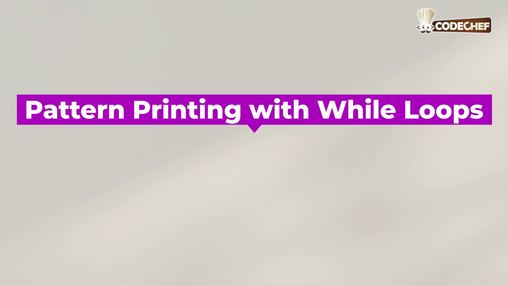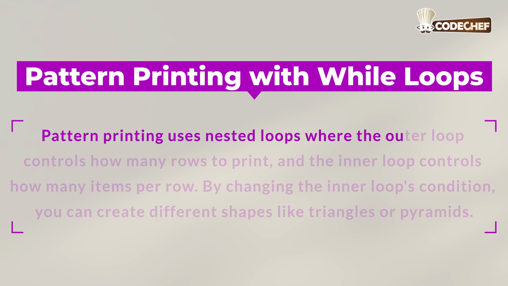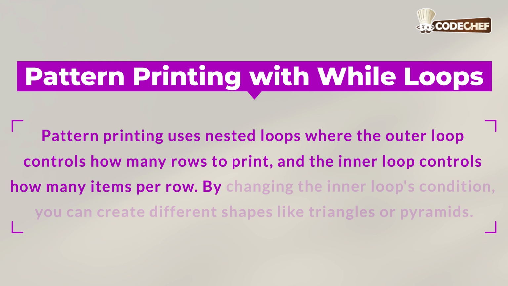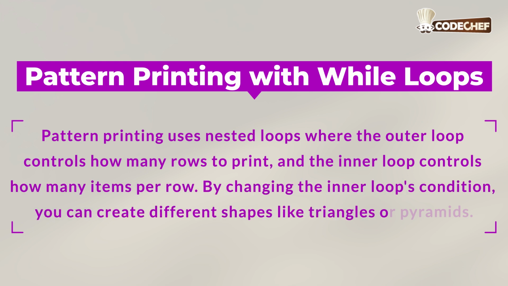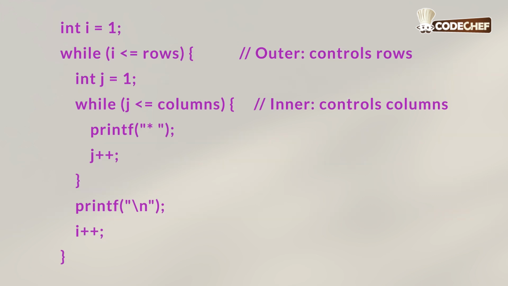Next is pattern printing with while loops. Pattern printing uses nested loops where the outer loop controls how many rows to print and the inner loop controls how many items per row. By changing the inner loop's condition, you can create different shapes like triangles or pyramids. The syntax for the same is: int i = 1; while (i <= rows) { int j = 1; while (j <= columns) { printf; j++; } i++; } closing bracket.